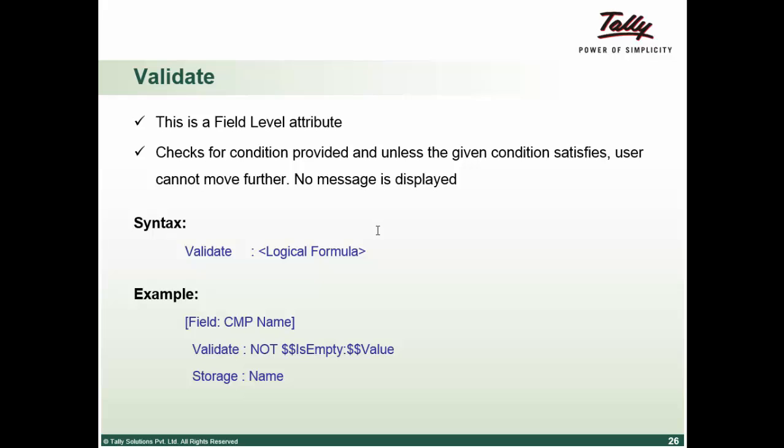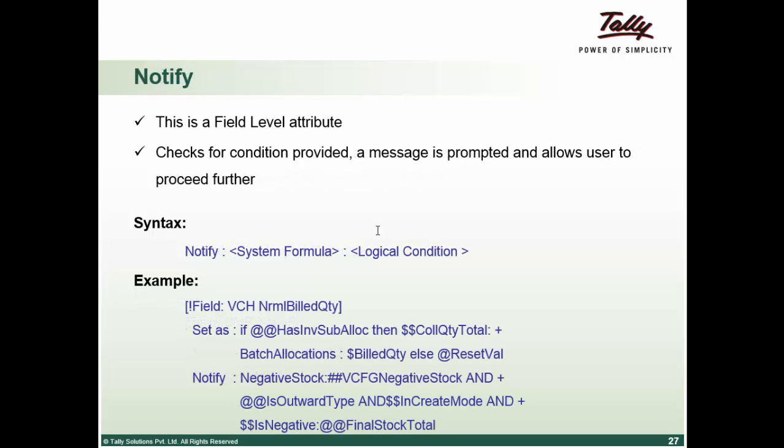Then we have notification. Again, the notification attribute is available at various levels. At field level, notification checks the conditions that we have provided. If the condition is met, it prompts a message. It's a warning message and it allows the user to proceed further.